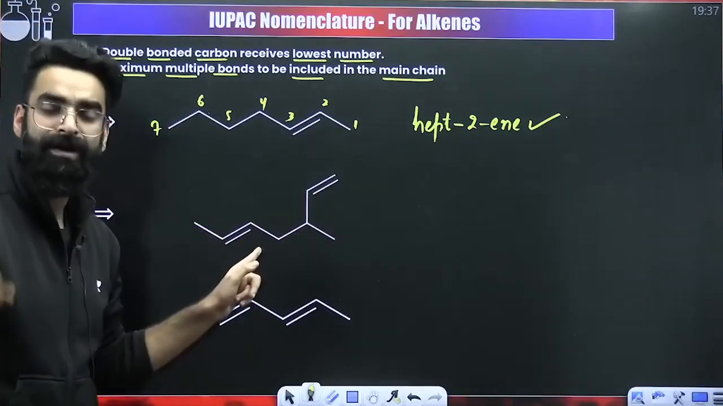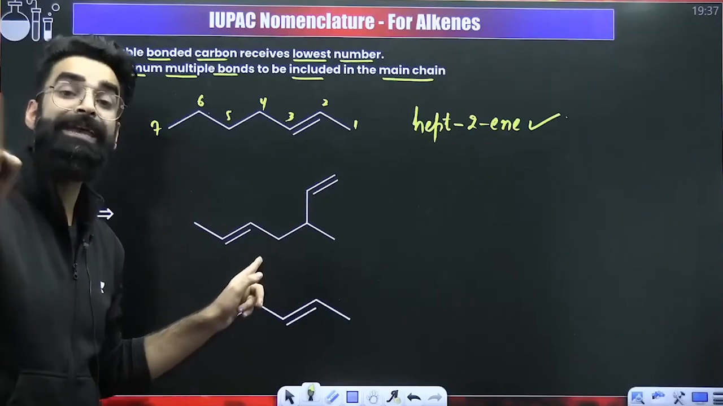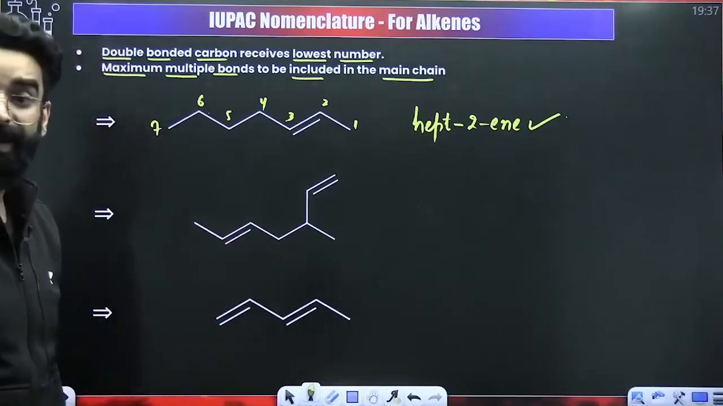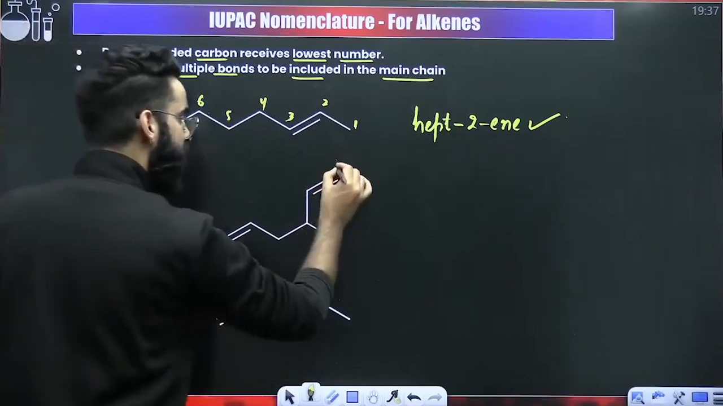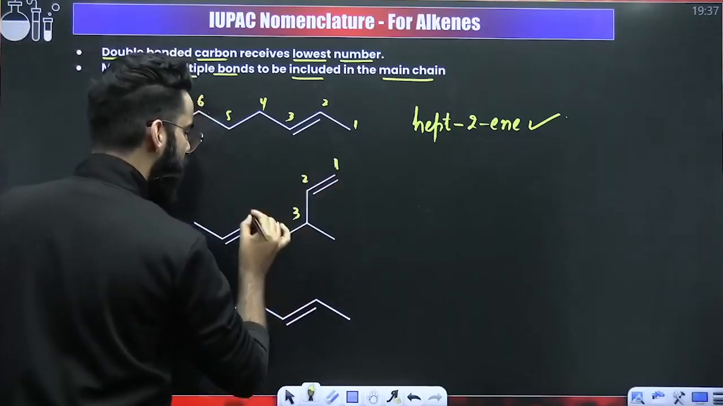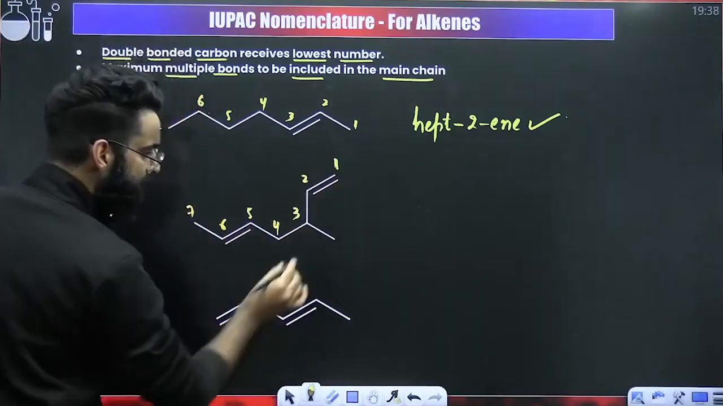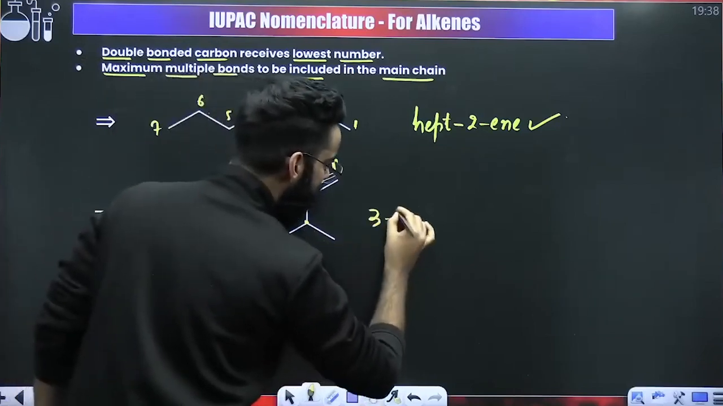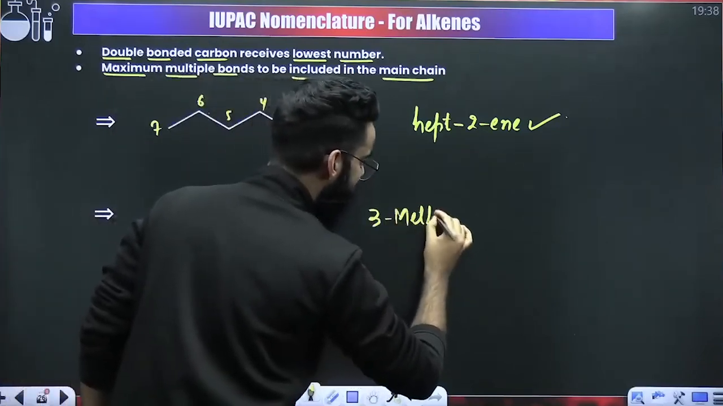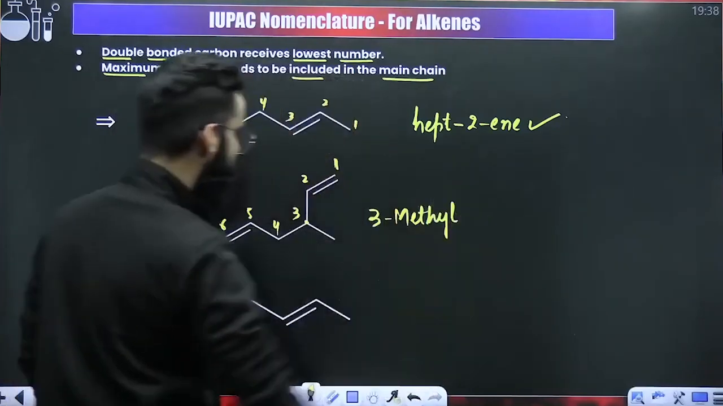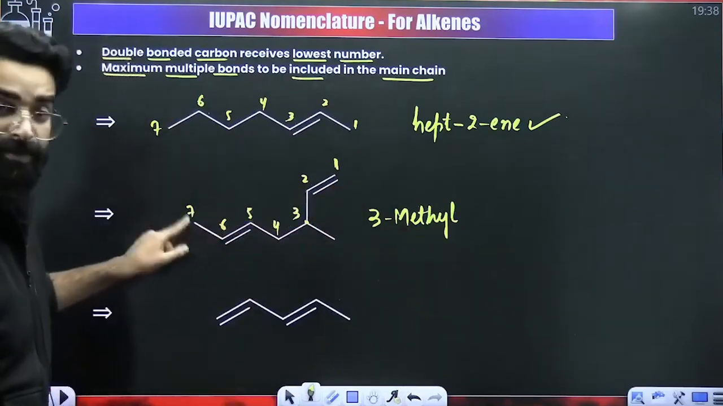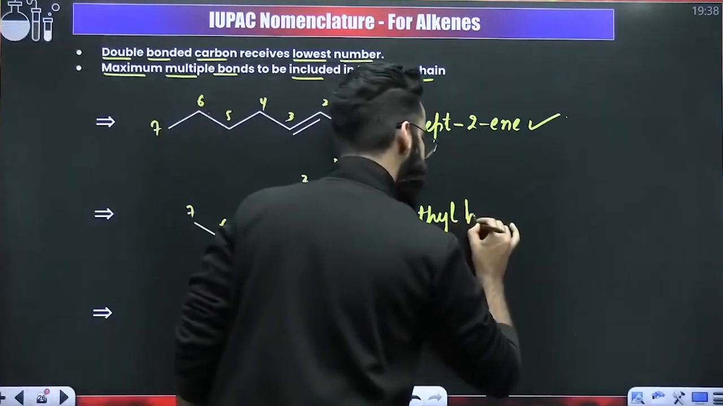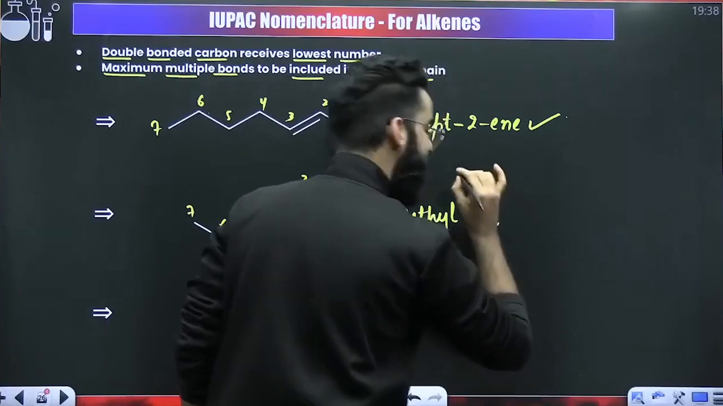Now, here you have got how many double bonds? 2 double bonds. Maximum multiple bonds to be included in the main chain. So start the numbering from here. 1, 2, 3, 4, 5, 6, and 7. So at carbon number 3, you have got methyl. In the main chain, 7 carbon atoms. So you will be using the term hept.